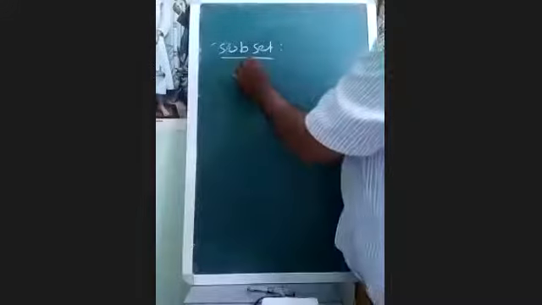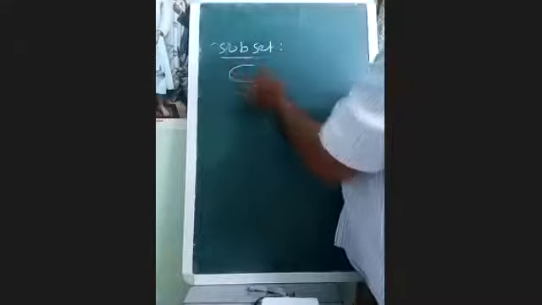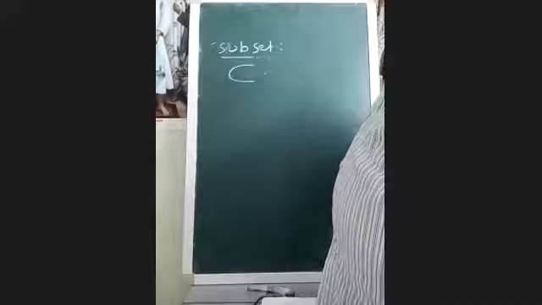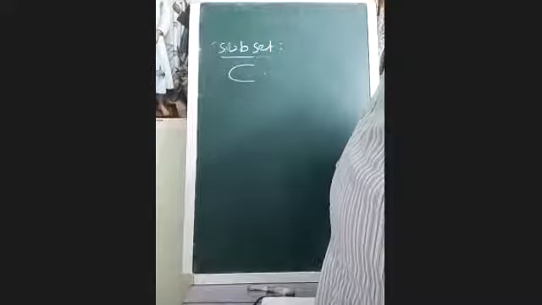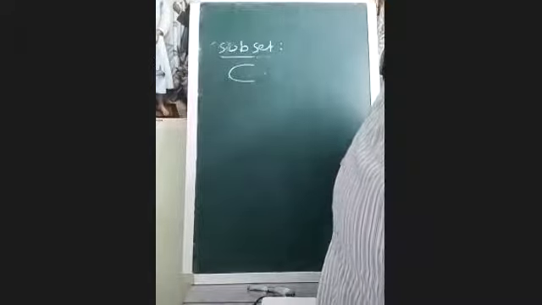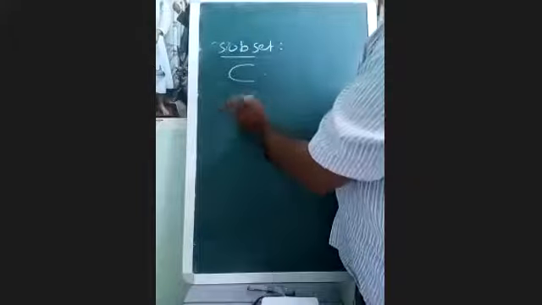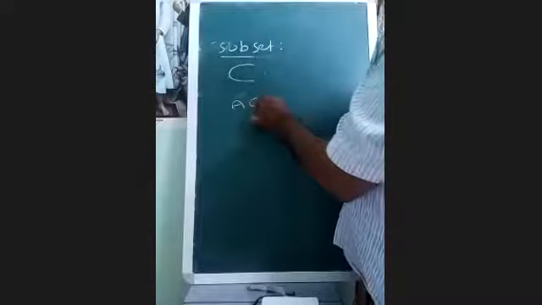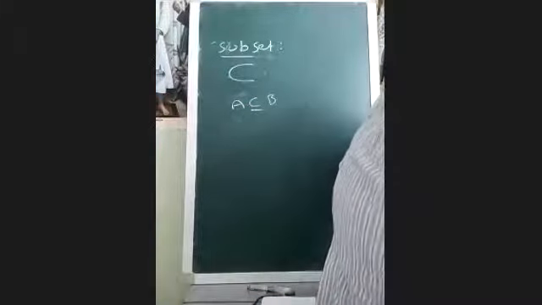Subset. I already said subset. It is denoted by this symbol. This symbol is called subset. What is the definition of the subset? If every element of A is also in B, then this is called a subset.